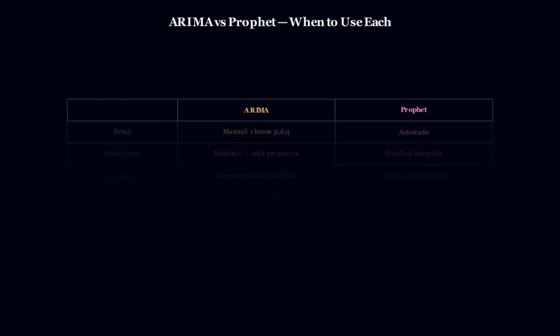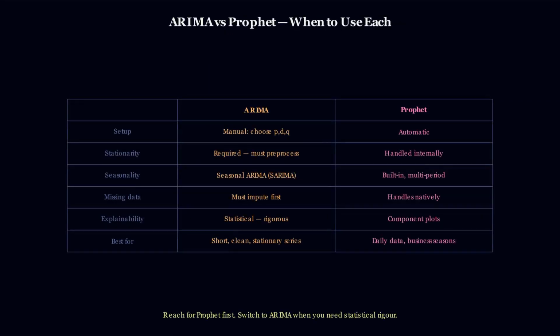ARIMA is the classic, powerful, explainable, but manual. Prophet is the pragmatic choice, fast to deploy, handles business calendars. ARIMA wins when you need statistical rigor and short, clean series. Prophet wins when you have years of daily data with strong seasonality. Most teams reach for Prophet first and switch to ARIMA when they need to explain the model.